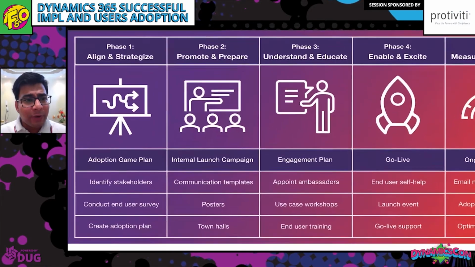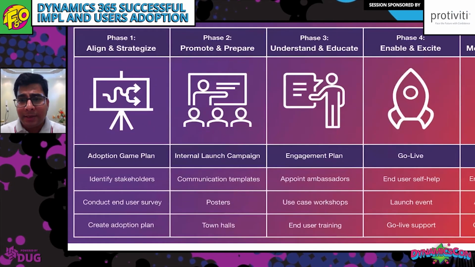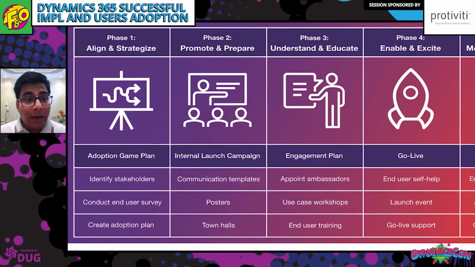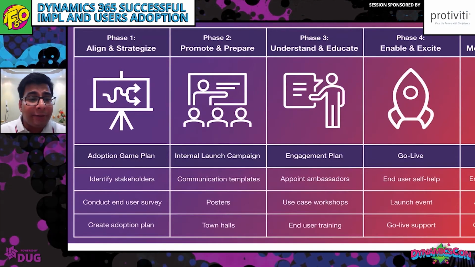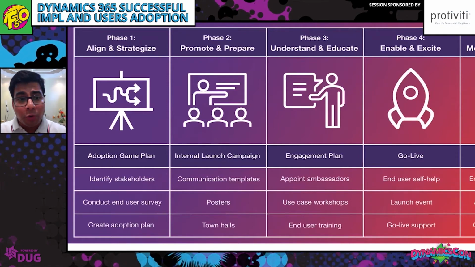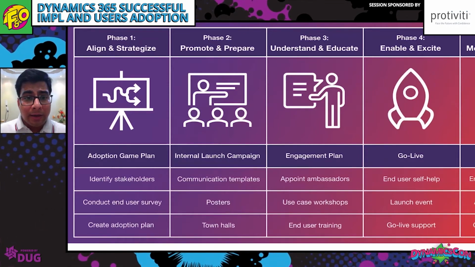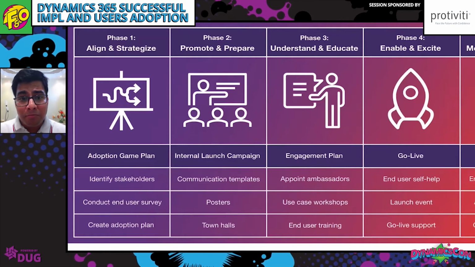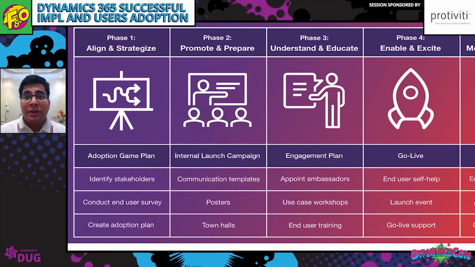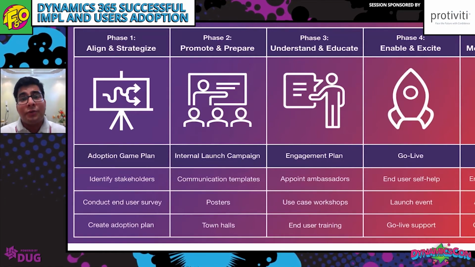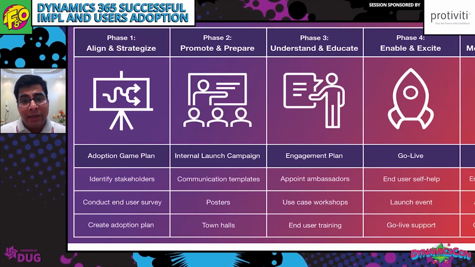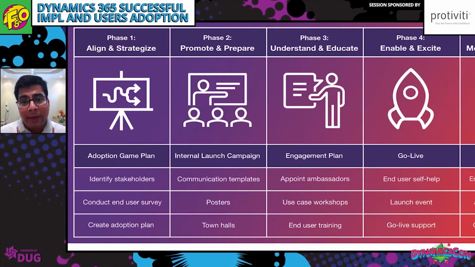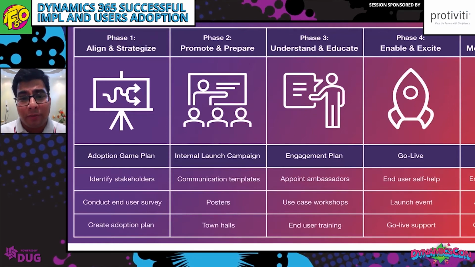Phase one is all about alignment and strategy. How do you define your strategy? Then in phase two, we talk about how to promote, train, and make sure people understand and are comfortable. Then in phase four, you execute the program, you run it, you do the implementation, and then you make it live. And the last one, you continue to measure and reinforce.